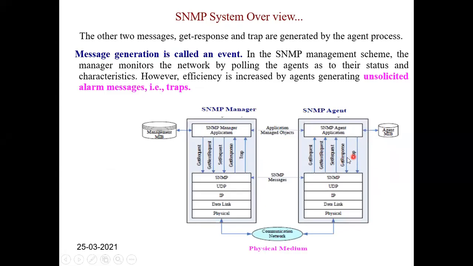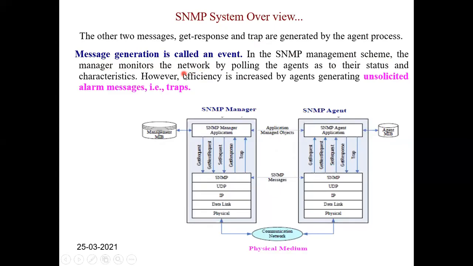These are the messages which are generated. The term that we actually use is an event. This word will come later also, in event management. Now, what is an event? Whenever a message is generated either by the manager or the agent, we say that an event has occurred. So an event has occurred means either a manager has generated a message or an agent has generated a message.